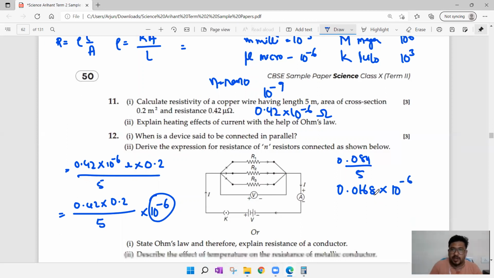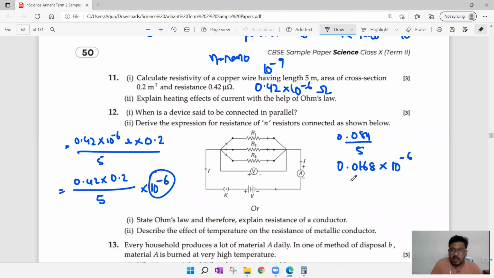But in physics, we can never leave answers like 0.0. Always it has to start with a number. So here we have to move the point 2 times. When you are moving 2 times, this value should be reduced 2 times, and reduced 2 times means minus 6 becomes minus 8. So the answer should be 1.68 multiplied with 10 to the power of minus 8. Okay, this is the answer. Rho value is equal to 1.68 into 10 to the power of minus 8, and units ohm meter.